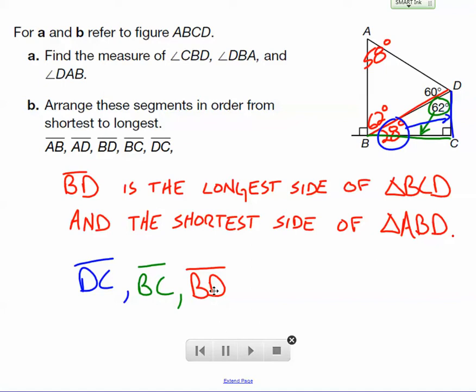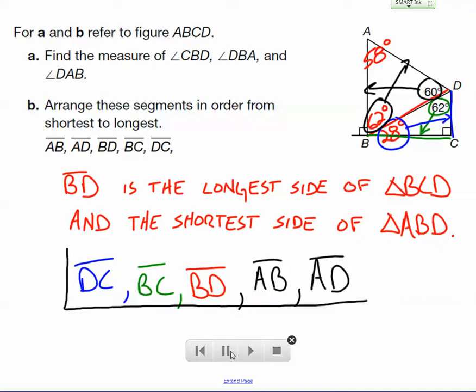Now BD is the smallest of the other triangle. Slightly bigger than it would be the side across from the 60-degree angle, and that is segment AB. And then the longest side of that triangle and the longest segment of any segment up here is segment AD because it's across from the 62-degree angle. So there the segments are listed in order.